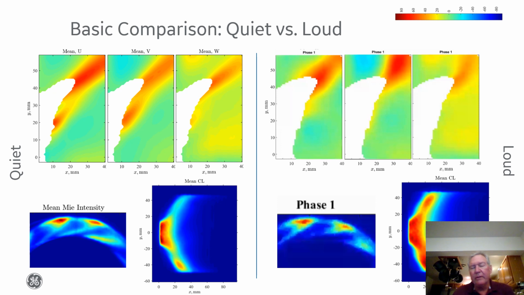On the right-hand side, those are actually phase-locked images of the fuel spray and combustion distribution. And in the loud case, you can see these large oscillations in the flame structure that's associated with a high amplitude pressure oscillation in the system.